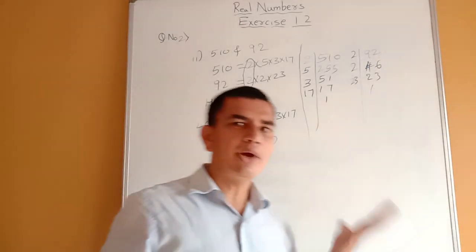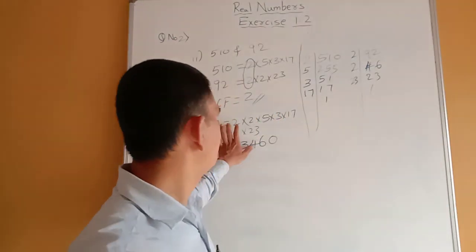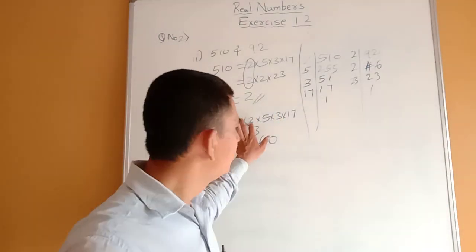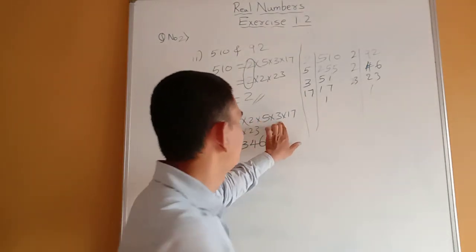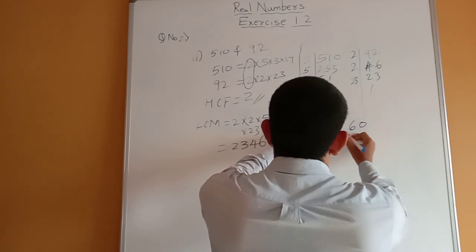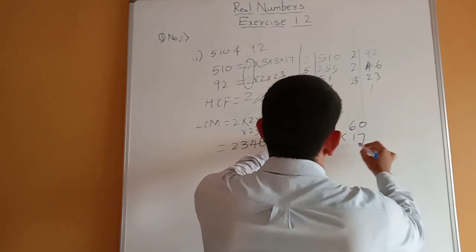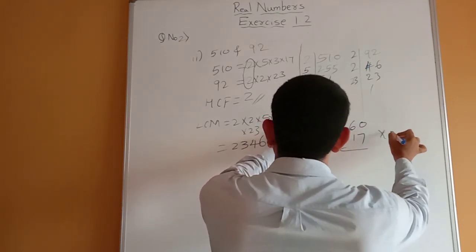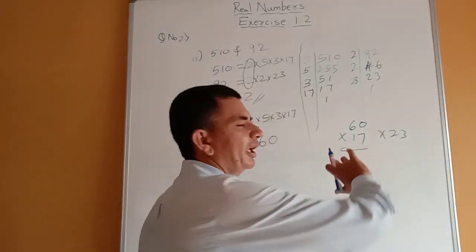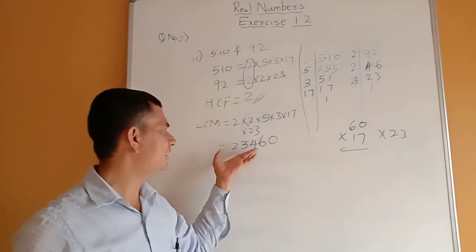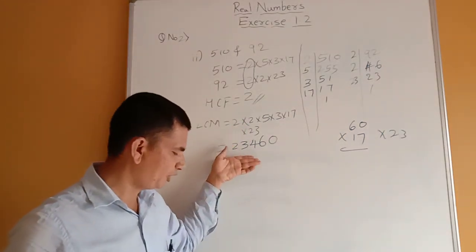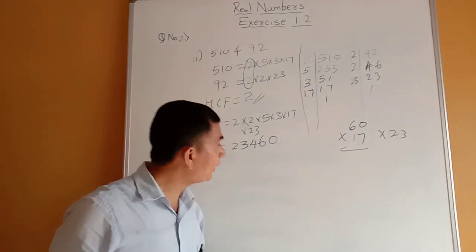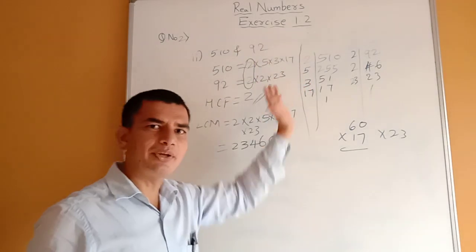But you have to multiply this. For example, 2 2s are 4, 4 5s are 20, 20 3s are 60. Again 60 into 17. Again after getting that we have to multiply with 23. If you multiply all the numbers, you are going to get the number. Okay, this is HCF and this is LCM. So what is the next step? We have to verify. That is very important.